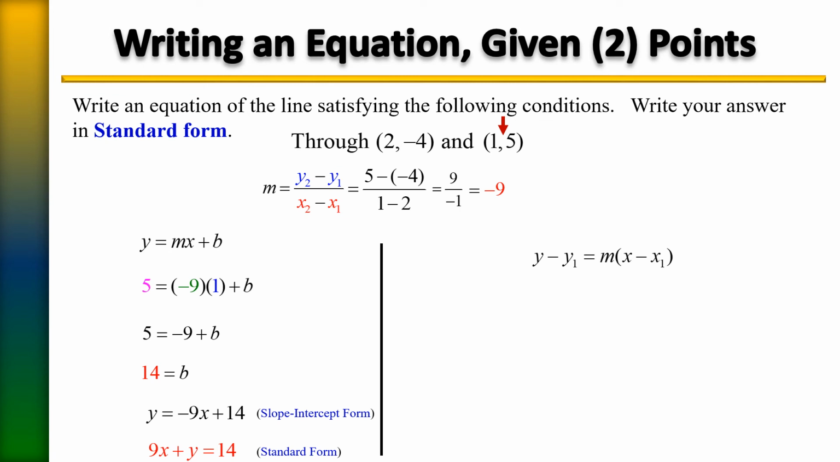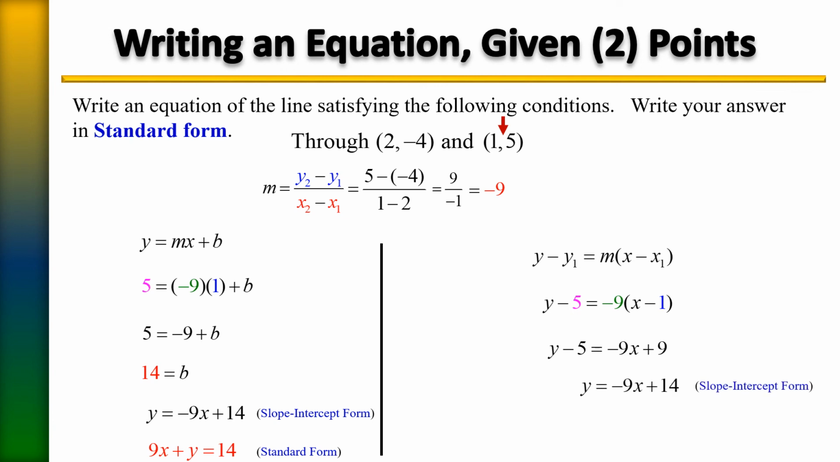So for those of you who prefer the point slope formula, let's go ahead and plug those same values into that formula to see what it looks like being solved. On the right side, we're going to have to simplify that. -9 times x equals -9x. -9 times -1 is +9. Last step to solving this equation is to add 5 to each side.